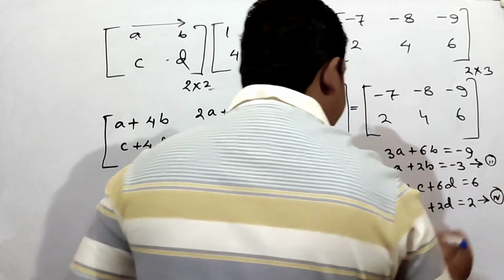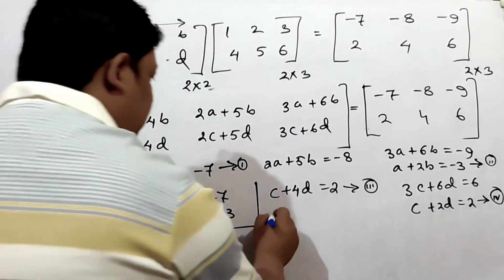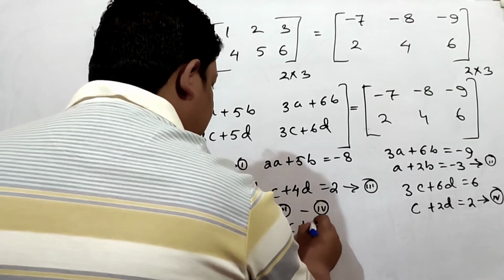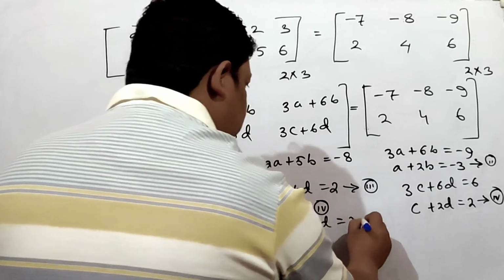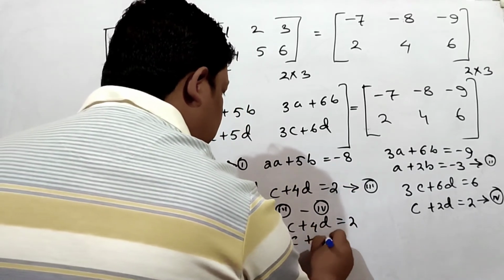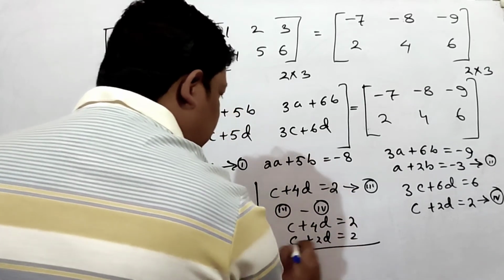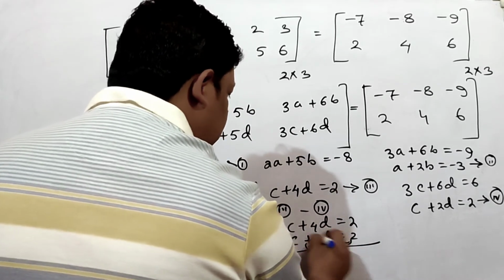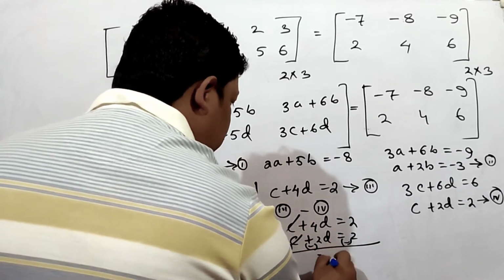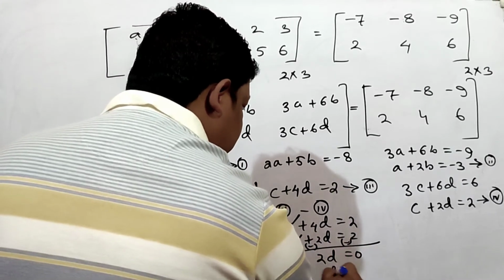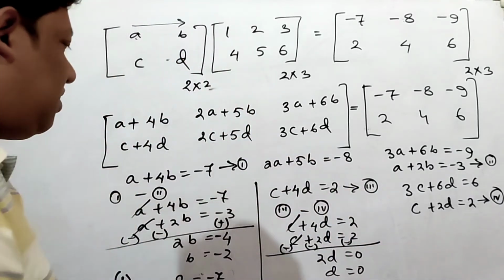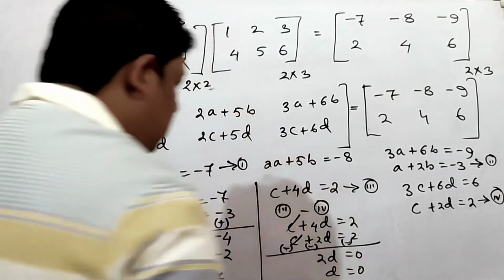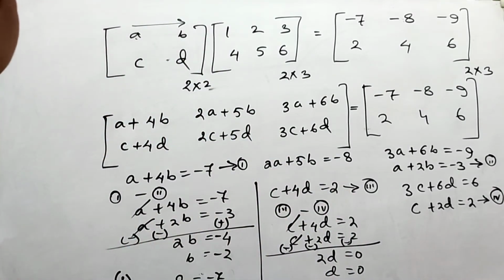Now subtract the third from the fourth: c plus 4d equals 2, c plus 2d equals 2. Then how much do I get if I subtract here? I get 2d equal to 0, so d equals 0. If I substitute d equal to 0 here, then I get c equal to 2. And that is the value of a, b, c.